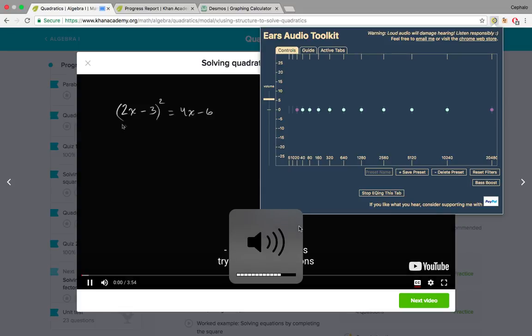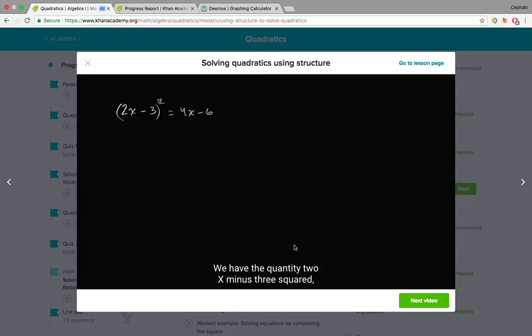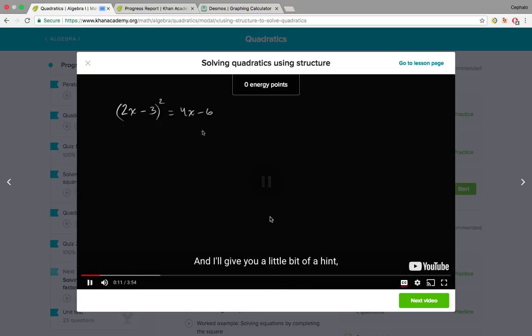Let's try to find the solutions to this equation right over here. We have the quantity 2x minus 3 squared, and that is equal to 4x minus 6. And I encourage you to pause the video and give it a shot.